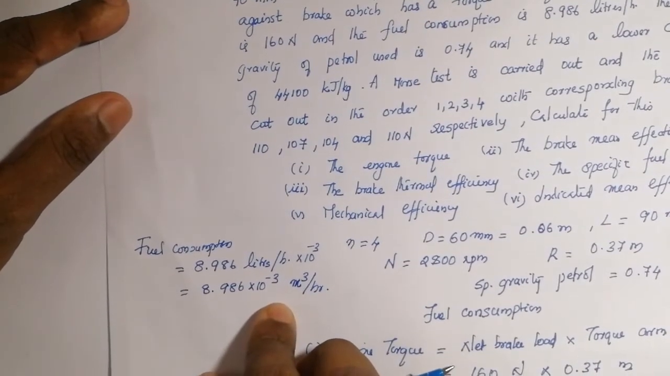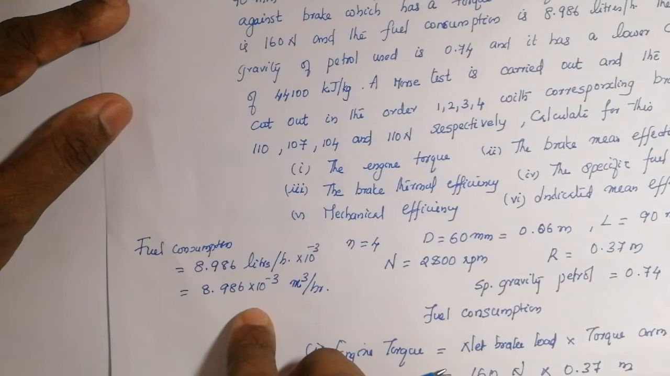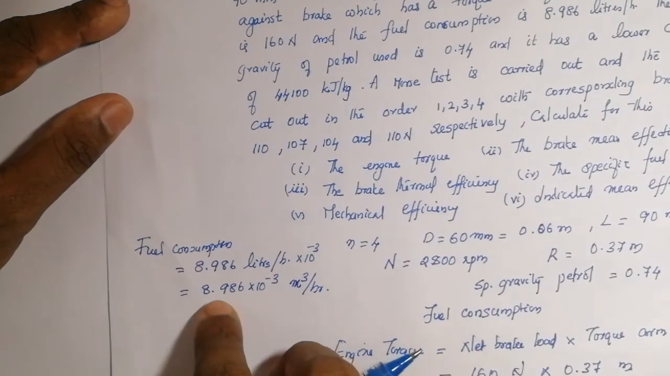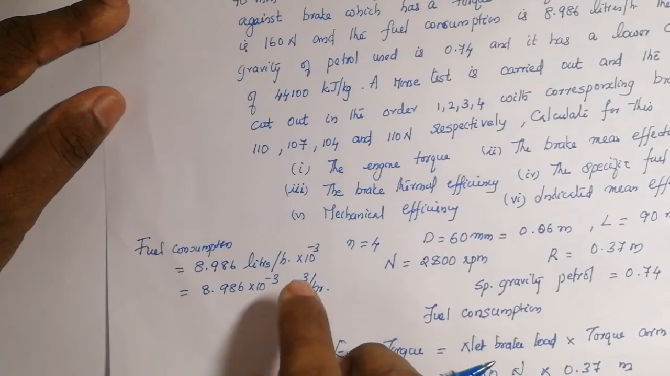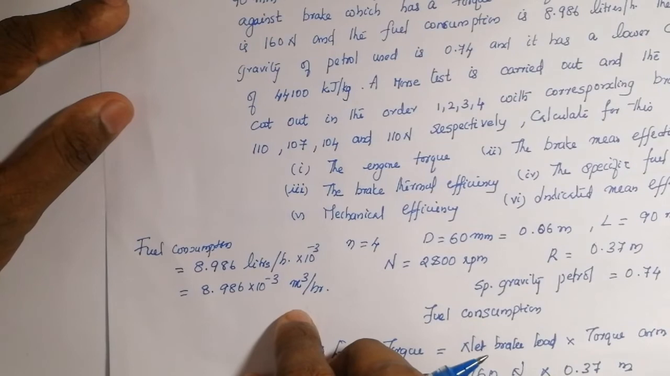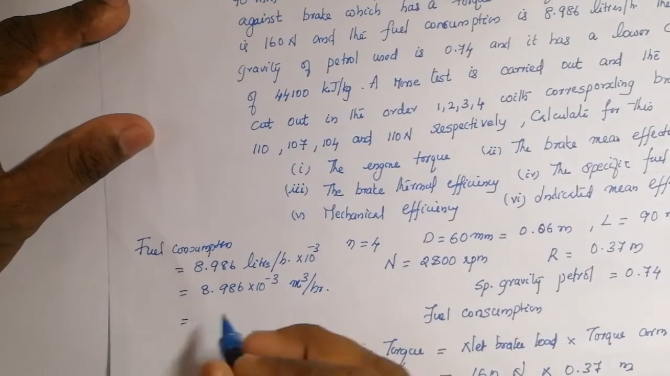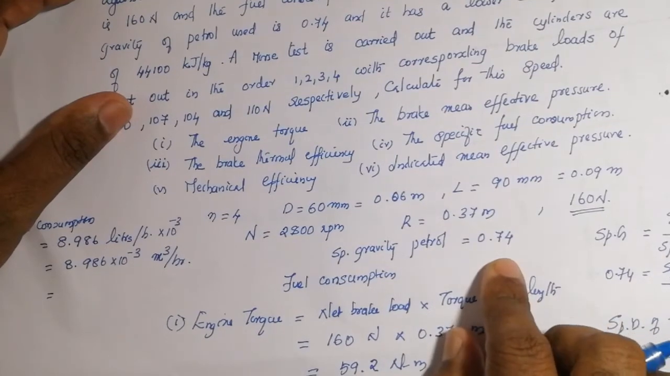സോ ദെൻ ഐ നീഡ് ടു ഫൈൻഡ് ഔട്ട് ദ മാസ് ഫ്ലോ റേറ്റ്, ഫ്യൂൽ കൺസപ്ഷൻ എന്ന് പറയുമ്പോഴത്തേക്ക് ഇതിനെ എനിക്ക് കിലോഗ്രാം പെർ അവറിലോട്ട് കിട്ടണം. സോ സിൻസ് ദിസ് വാല്യൂ ഇസ് ഇൻ മീറ്റർ ക്യൂബ് പെർ അവർ, ഐ നീഡ് ടു കൺവേർട്ട് ദിസ് വാല്യൂ ഇൻറ്റു കിലോഗ്രാം പെർ അവർ. അങ്ങനെയാണെങ്കിൽ എനിക്ക് മാസ് ഫ്ലോ റേറ്റ് ആയിട്ട് മാറത്തുള്ളൂ. ഓക്കെ, സോ ഫോർ ദാറ്റ് I already have the specific gravity of the petrol 0.74.